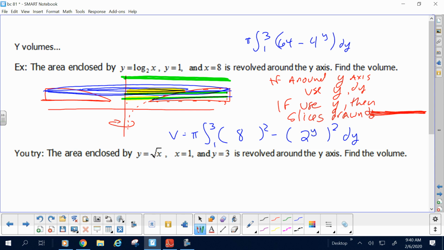That's the kind of gimmick or shortcut. Square first and then do the y. Then your antiderivative is 64y minus 4 to the y over natural log of 4, from 1 to 3. We get a little gross, but it's all good. What's 64 times 3?